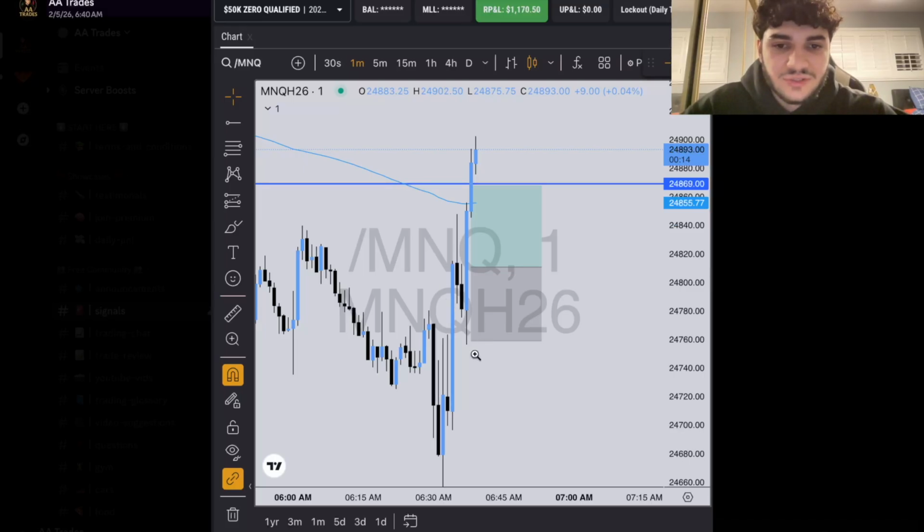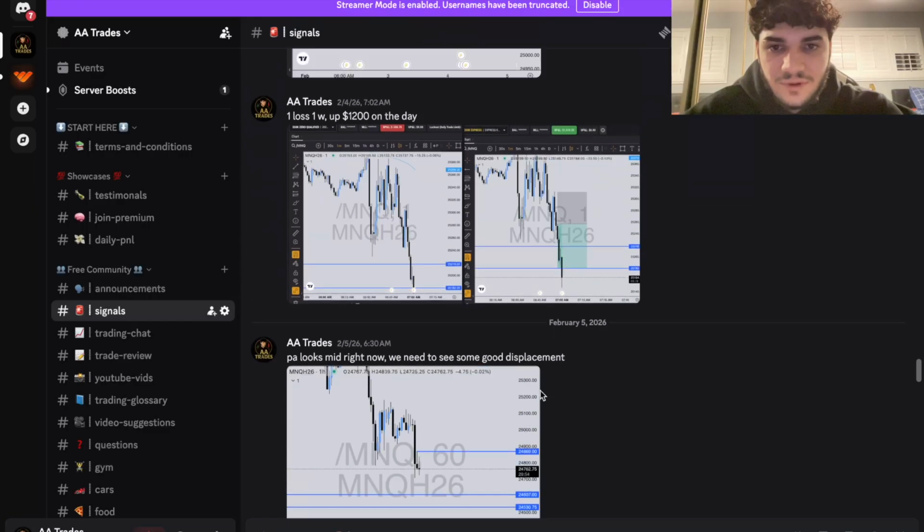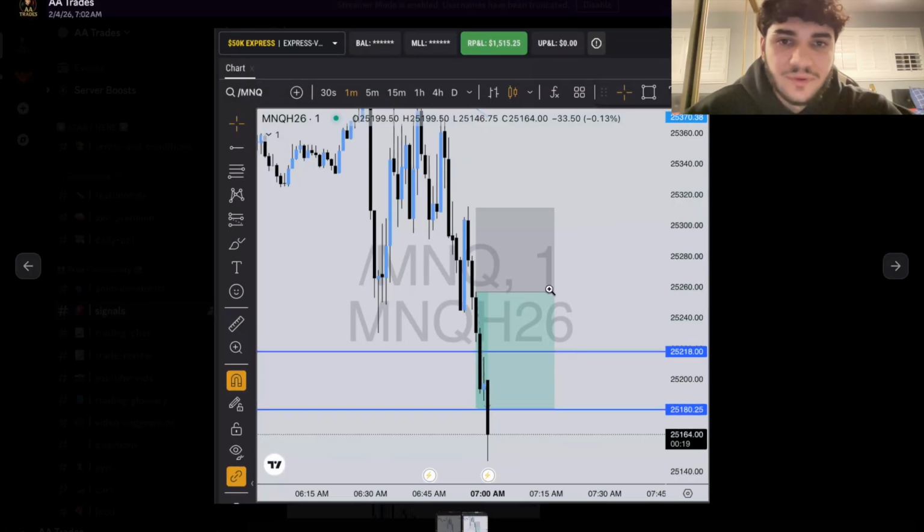So I waited for a retrace. We retrace back into this 1 minute fair value gap perfectly. We get a very nice displacement candle. Now, obviously, the displacement was a little too much, so I couldn't even enter in time. Based off how fast the candle is moving, you can kind of see if it's a crazy displacing candle, you can enter mid candle. So I entered mid candle over here, so I can actually have 1-to-1 RR, and that's how we hit that take profit.